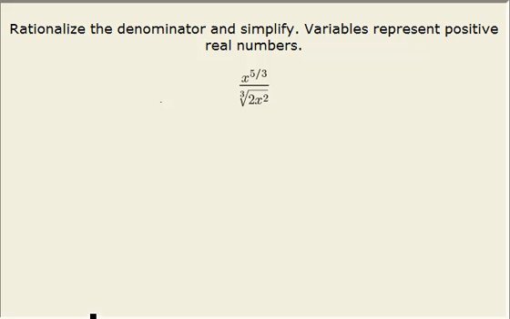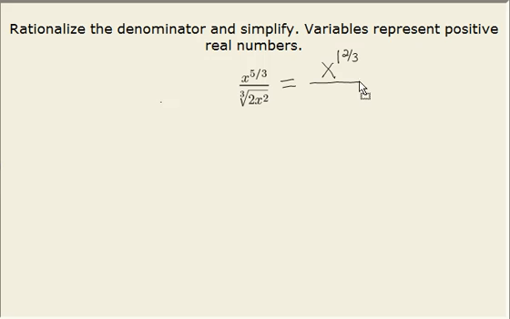Our task today is to rationalize the denominator and simplify. Our variables here represent positive real numbers, so we need to simplify this expression. The first thing that I notice is this exponent on x is an improper fraction, so I'm going to rewrite the numerator as x to the 1 2/3.